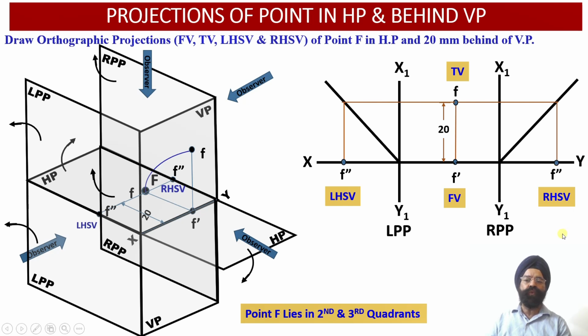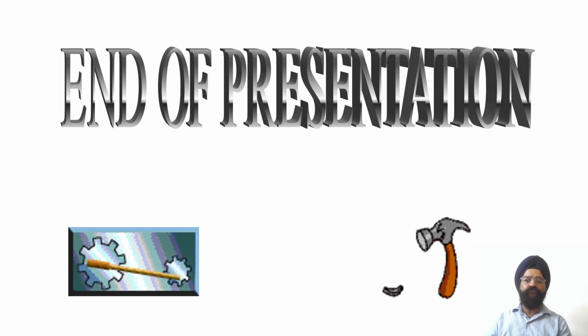So this way we have been able to obtain the front view orthographic projections, the top view orthographic projections, the left hand side view orthographic projections, and the right hand side view orthographic projections of a point which is resting in the horizontal plane at a distance of 20 millimeter behind the vertical plane. That is, this is a point F which happens to lie in the second quadrant as well as the third quadrant. So this is all for today.